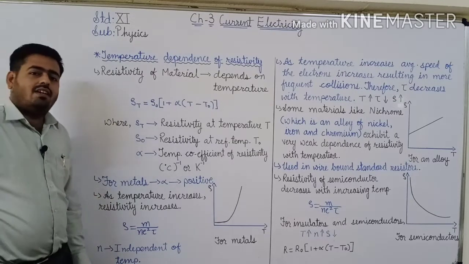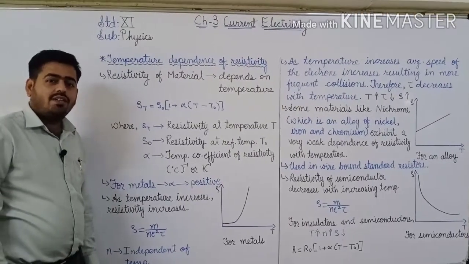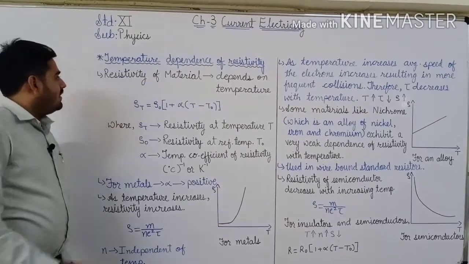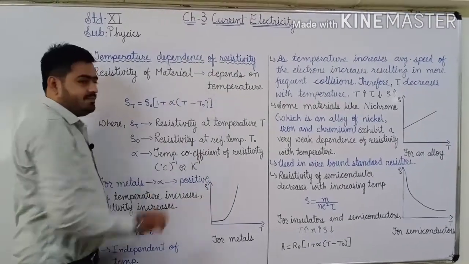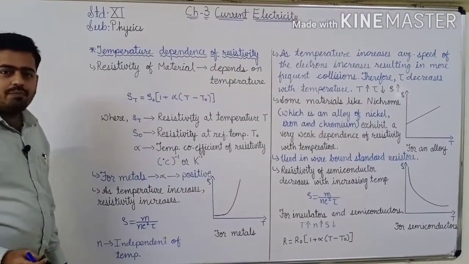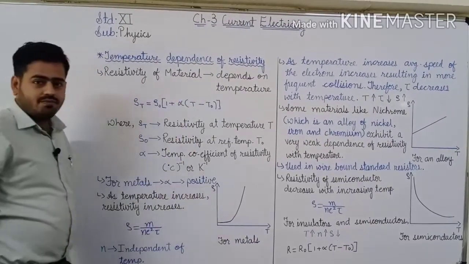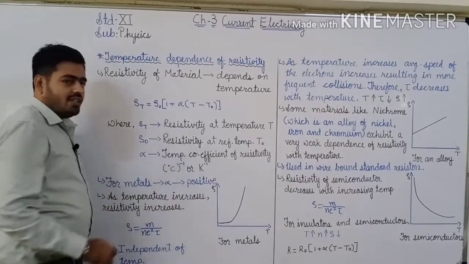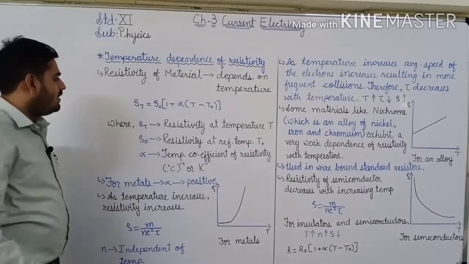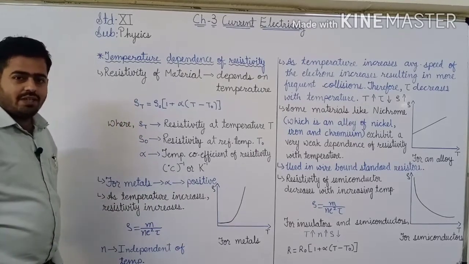We know that resistivity does not depend on dimensions of conductor, it depends on type of material. Resistivity of material depends on temperature. It depends on material also, it depends on temperature also. As temperature changes, value of resistivity will change. Then how does the value of resistivity change with temperature?